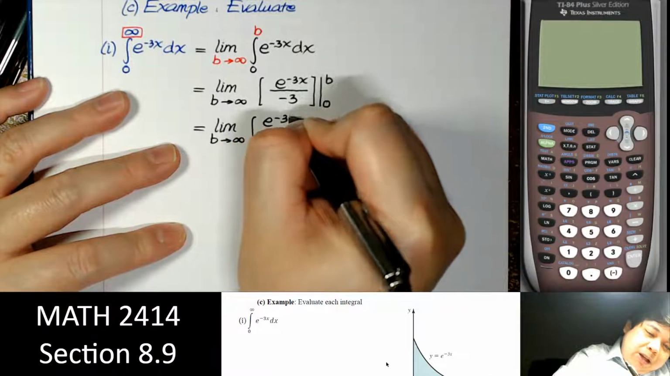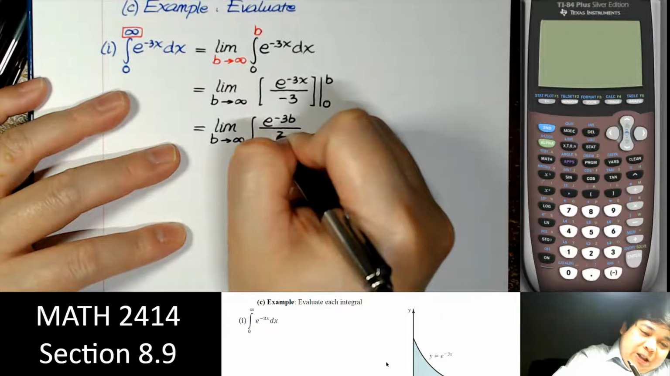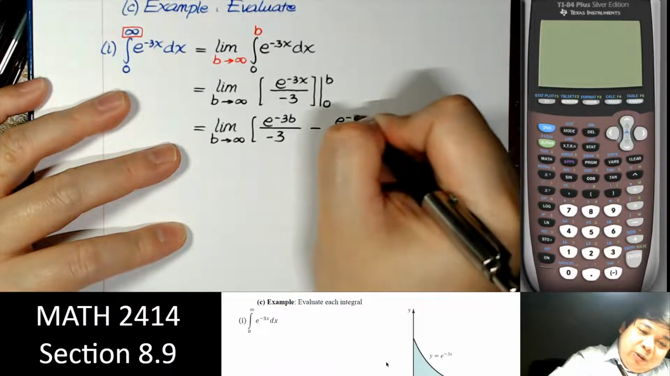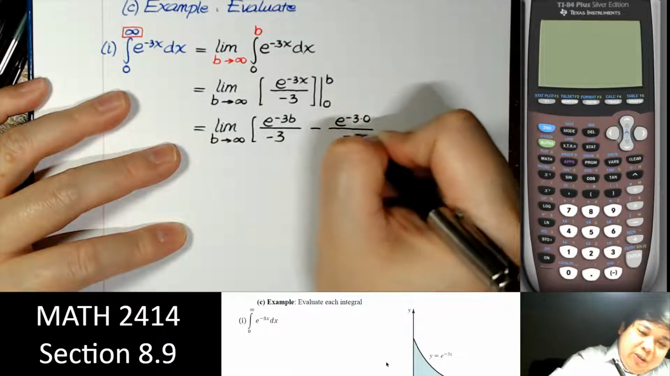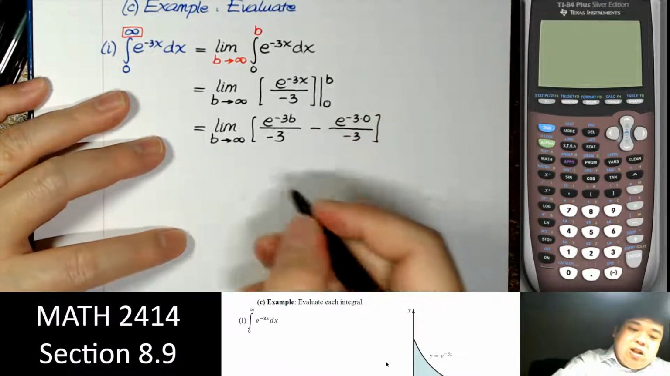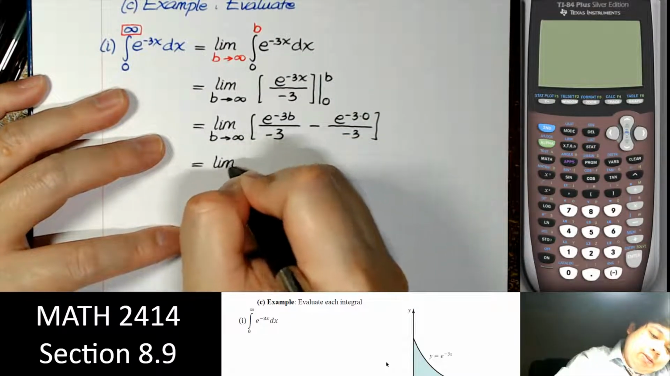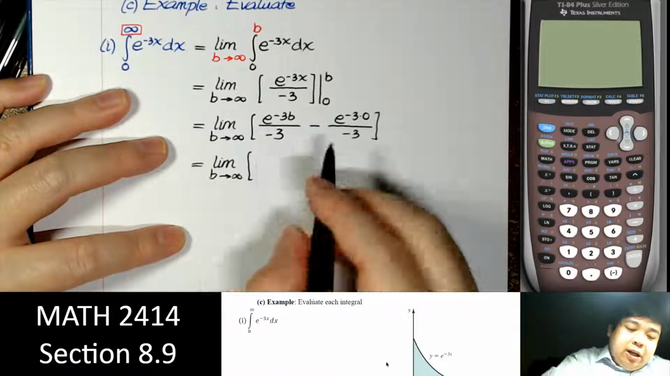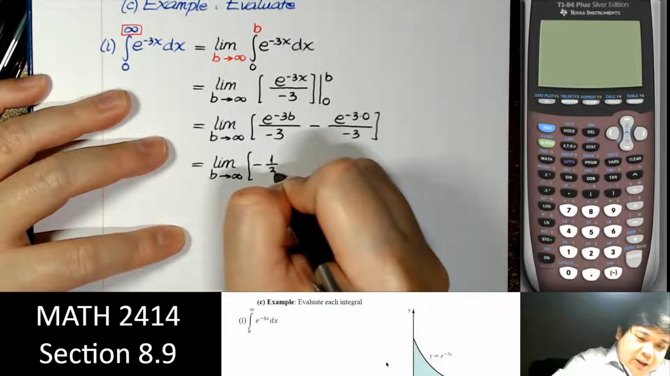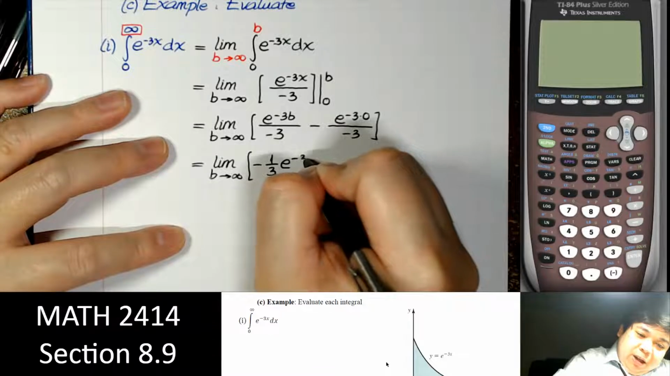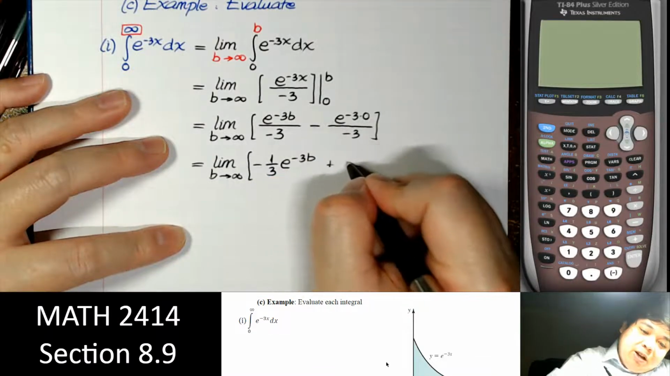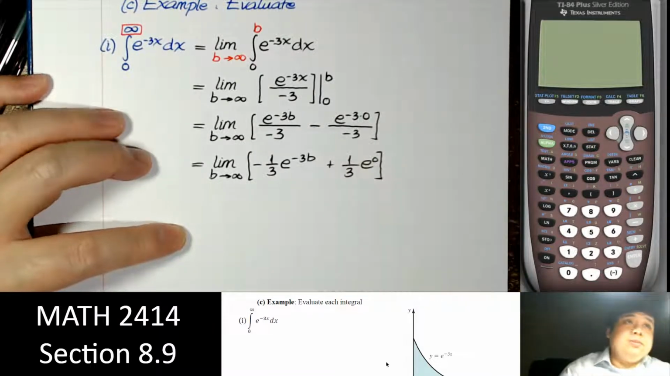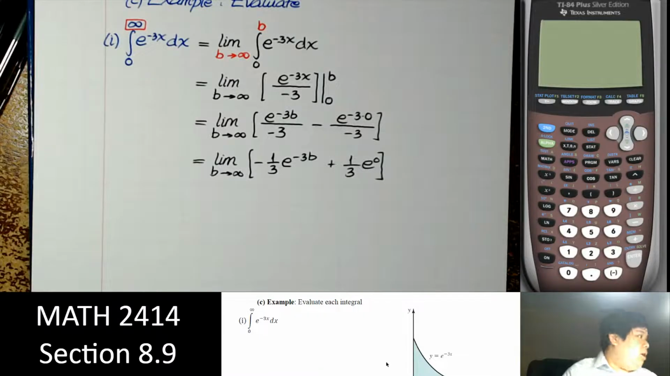e to the negative 3b over negative 3, subtract e to the negative 3 times 0 divided by negative 3. Right, let's simplify this. That is negative 1 over 3 e to the negative 3b, and negative and negative, that's a plus.